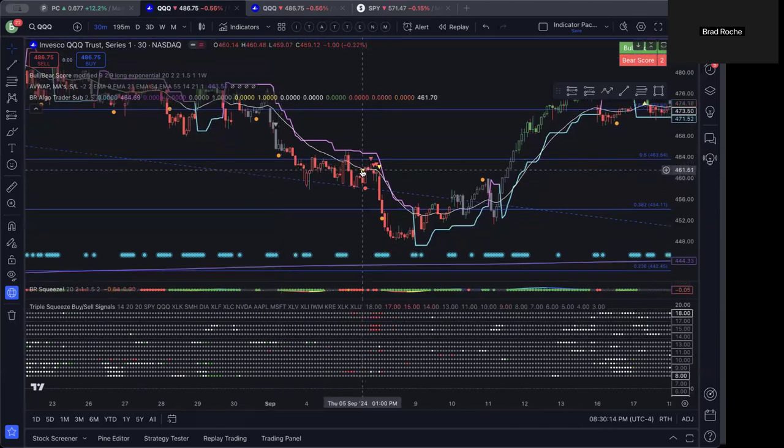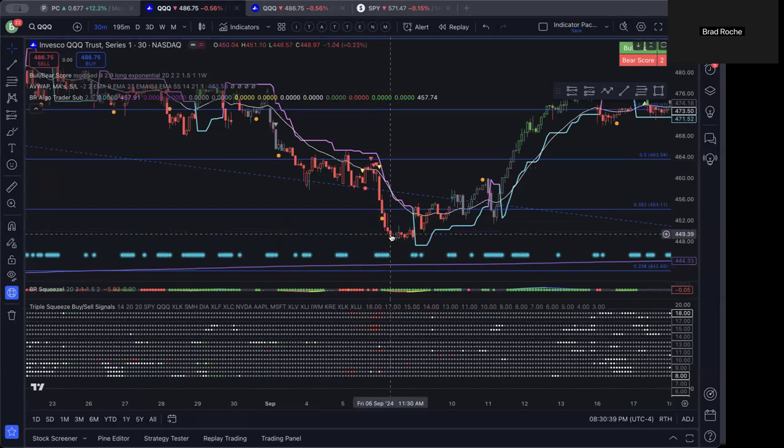Here's an example of A plus sell signals right here. Right in here, you can see these yellow and red sell signals. Those are those right there. This is QQQ. We were at around 461.50, and we had a move down to 448.60, and this is a 30-minute chart. So in about 1, 2, 3, 4, 5. What is that?